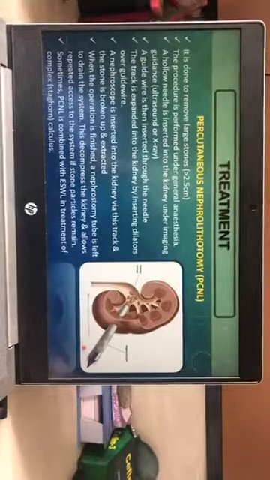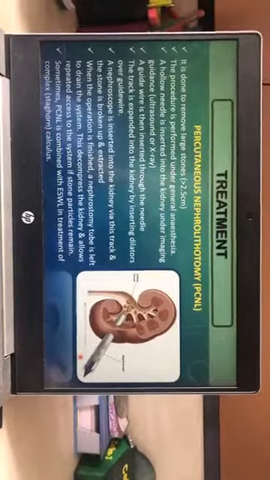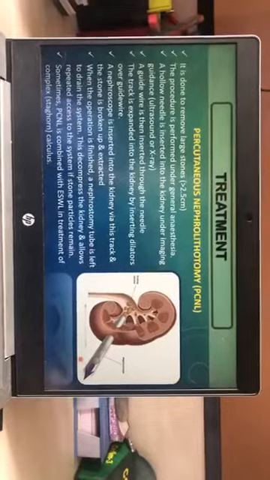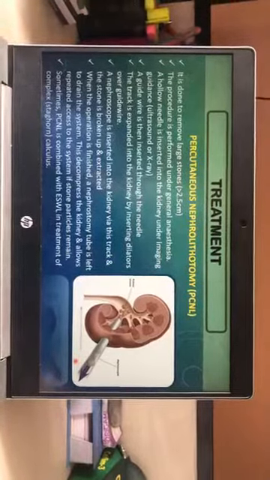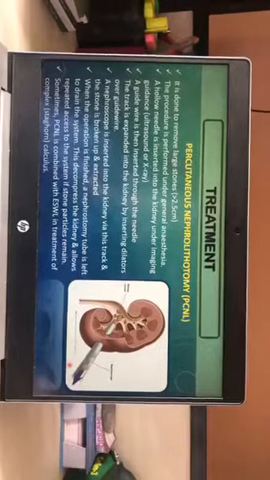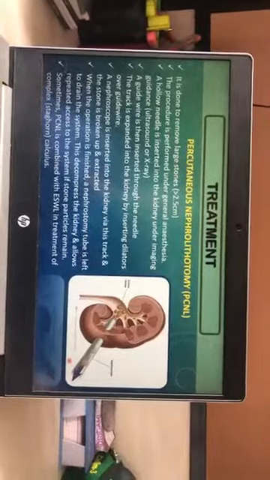The procedure is performed under general anesthesia. A hollow needle is inserted into the kidney under imaging guidance, ultrasound or CRM guidance. A guide wire is then inserted through the needle. The tract is expanded into the kidney by inserting the dilators over the guide wire.